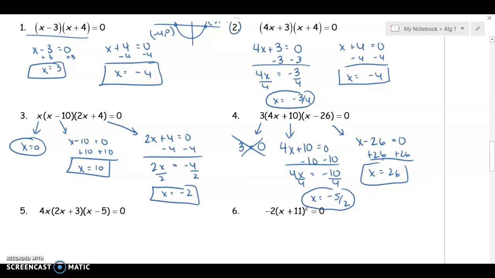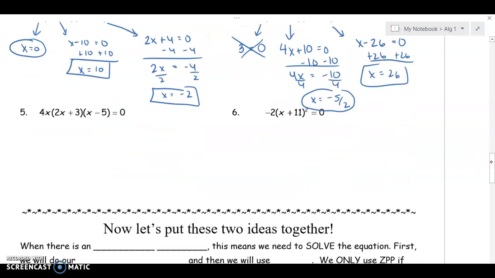Okay. The other one, let's see, we'll look at number 5 real quick. With number 5, you've got 4x. You can set that equal to 0 because it does have an x. You can set 2x plus 3 equal to 0. And you can set x minus 5 equal to 0. This one you can divide by 4. You're going to get x equals 0.